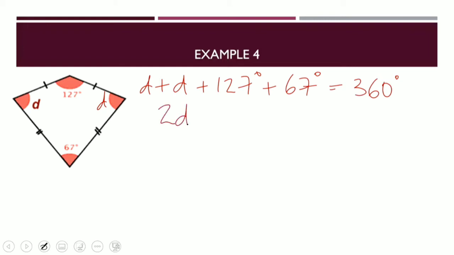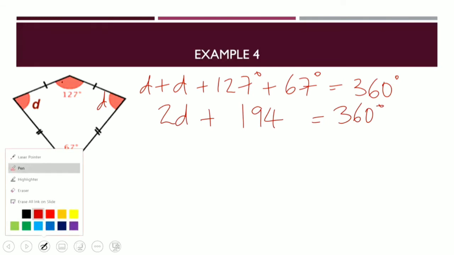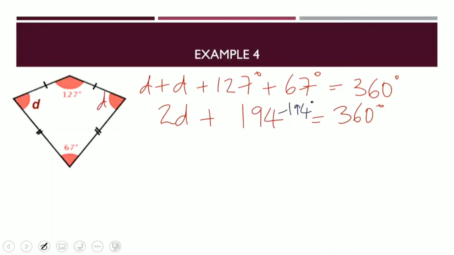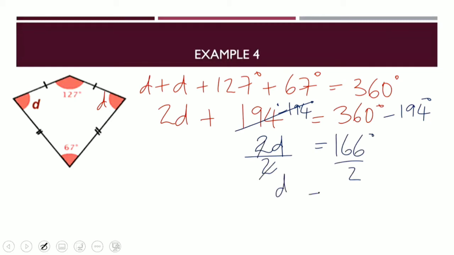This will give us 2D plus 194, which is equal to 360 degrees. And once we subtract 194 degrees, don't forget your degree sign, from 360, our equation will now look like this. 2D is going to be equal to 166 degrees. Dividing both sides by 2, we get the value of D to be 83 degrees. All right, and it just means that each of these angles has a size of 83 degrees.